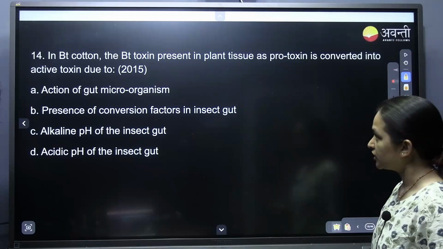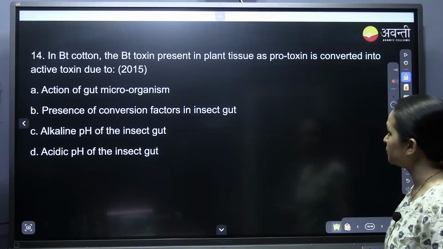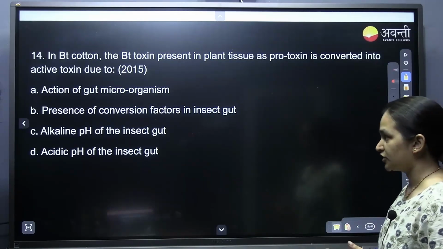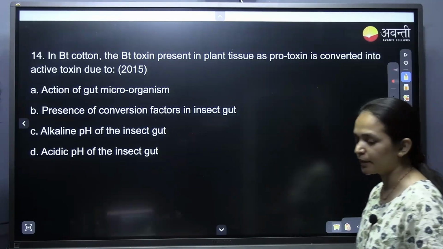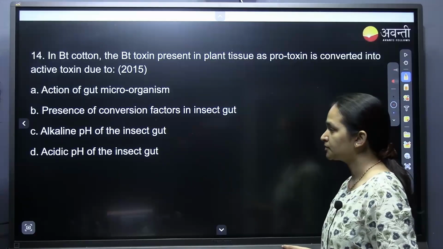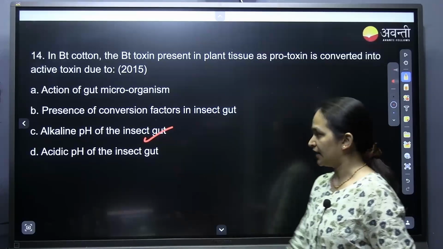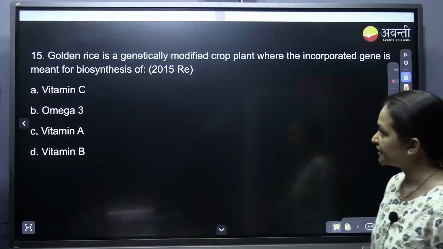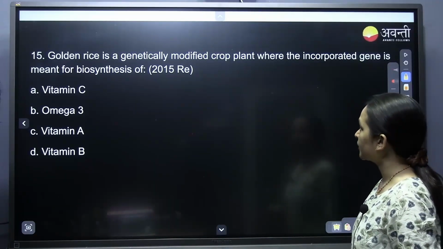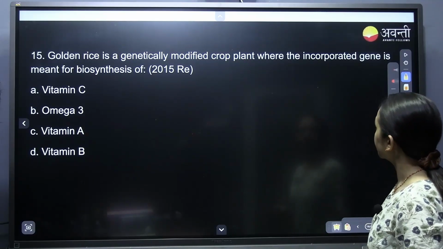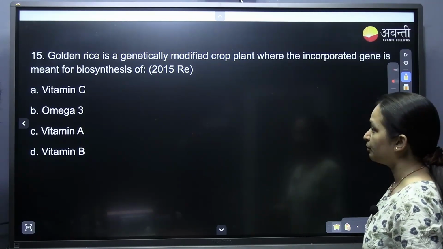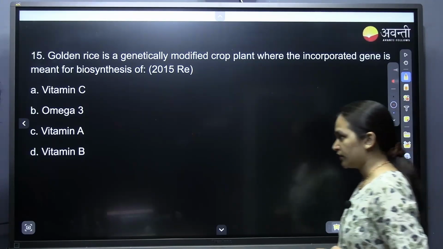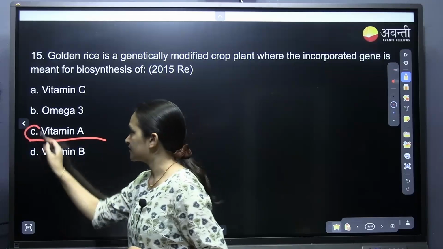In Bt cotton, the Bt toxin present in plant tissue as protoxin is converted into active toxin due to, again repeated, third time repeating, the alkaline pH of the insect gut. The golden rice is a genetically modified crop plant where the incorporated gene is meant for biosynthesis of vitamin A. C is the correct answer.